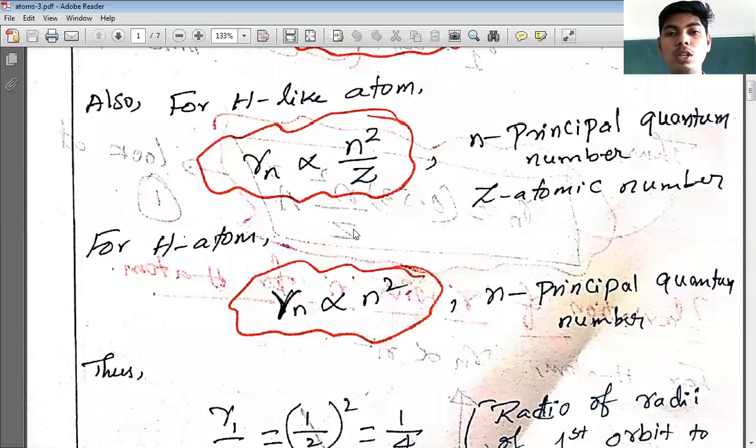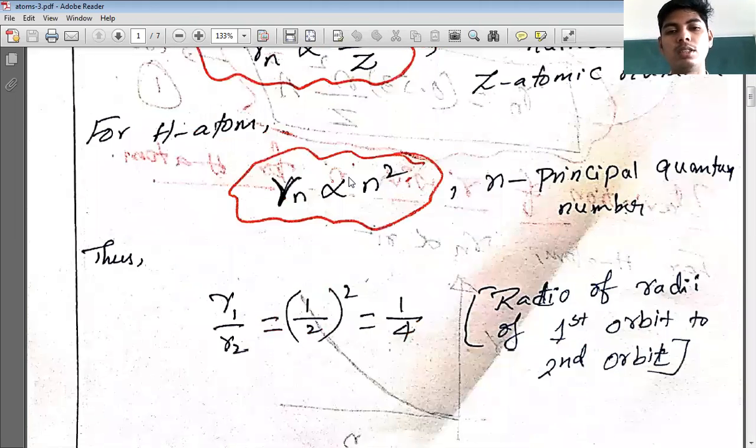If it is a hydrogen like atom, then you will have to take into account even the atomic number: n square by z. Radius will be proportional to n square by z. So you must read the question carefully, whether they are asking about a hydrogen like atom or a hydrogen atom.